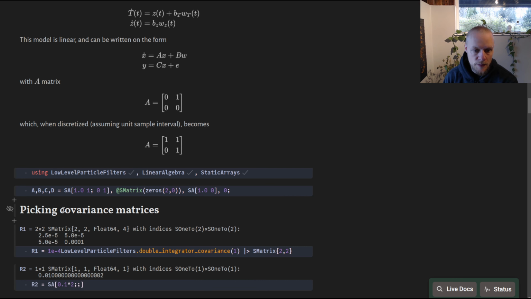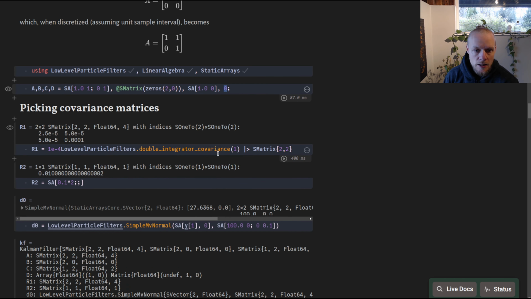And I define those matrices here. Here is the A matrix. SA here just means that it's a static array, and I use that for performance reasons. The B matrix here is just zeros, the traditional input matrix, since we don't have any control inputs. The C matrix is 1, 0, so that means that we can measure the temperature, but we can't measure this hidden internal state that I introduced called Z. And we don't have any direct terms since we don't have any inputs.